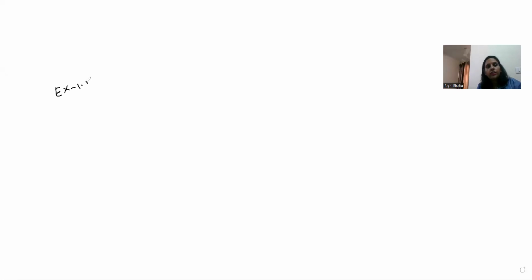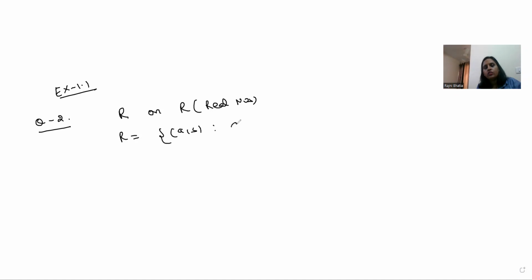Now we'll continue with exercise 1.1, question number 2, which says that R is a relation defined on the set R of real numbers, and R is defined as (a, b) such that a is less than or equal to b square. The question says we need to prove that this is neither reflexive nor symmetric nor transitive. Whenever we need to prove that it is not reflexive, that means we need to give an example. Not symmetric, give an example. Not transitive, give an example.